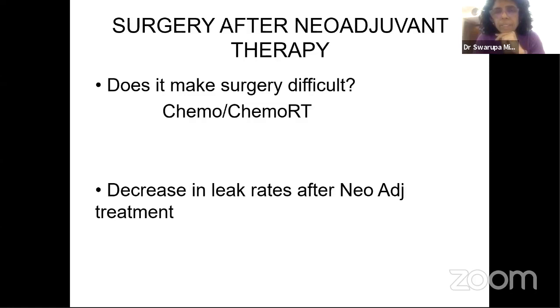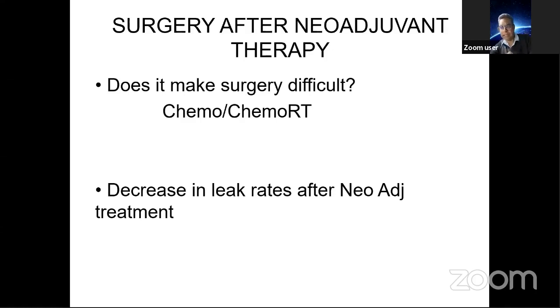Yeah, so if you have to add it, then it will be on a case-to-case basis. Most of us, if you ask me as a surgeon, I would be more than happy to operate after neoadjuvant chemotherapy, that too after FOLFIRINOX, than to operate on a chemo-RT patient. Now, in your experience, Dr. Kishore, there is a tendency of decreased leak rates after neoadjuvant treatment.